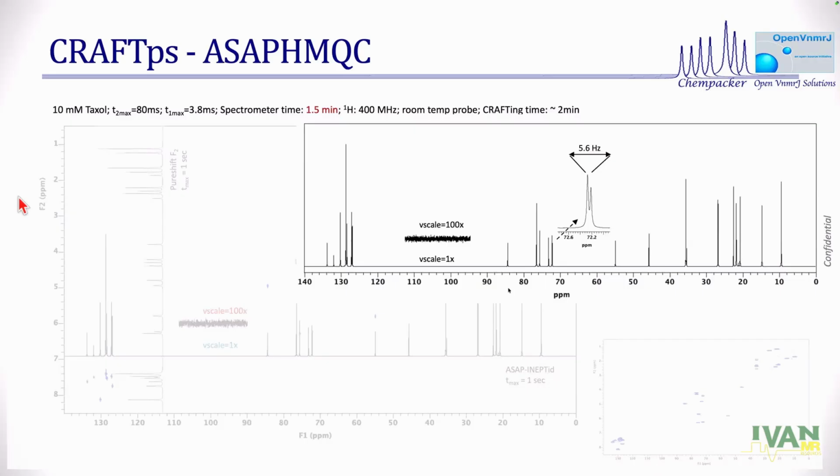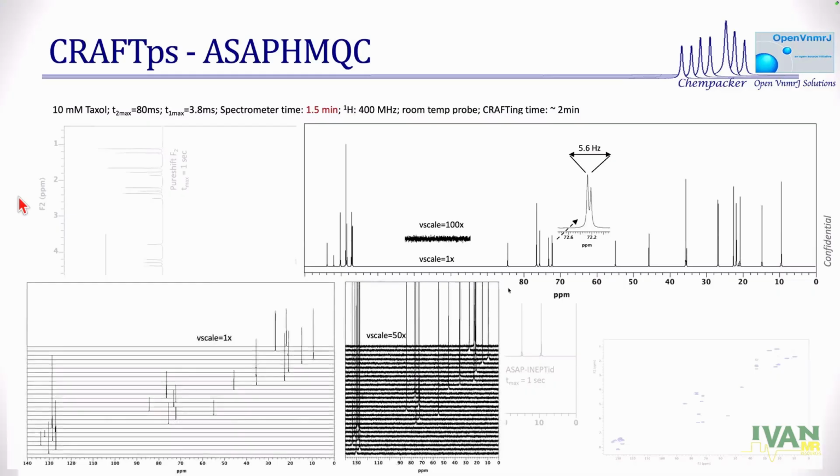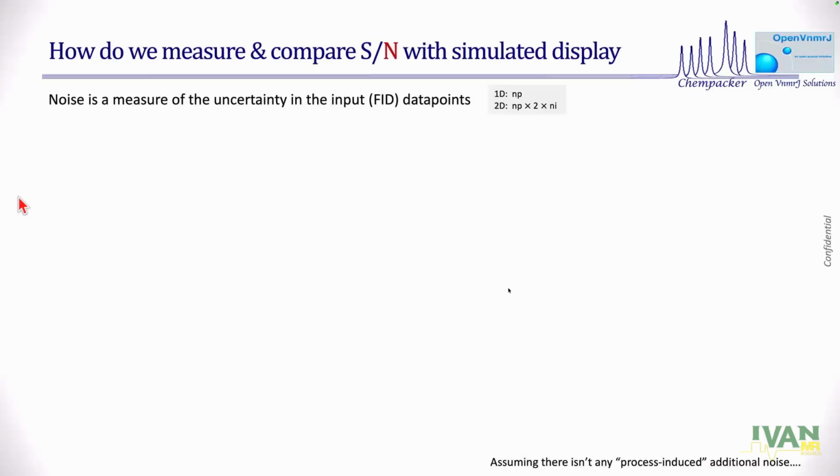What about ASAP HMQC on a benchtop? Why not? That's a question I want to ask. I think that's possible. This is another representation. It's all because we have not been looking at it from an intermediate domain, which is the tabular domain. How do we measure and compare signal to noise? This is an important point. I'm just 1 slide or 2 slides and I'm done.